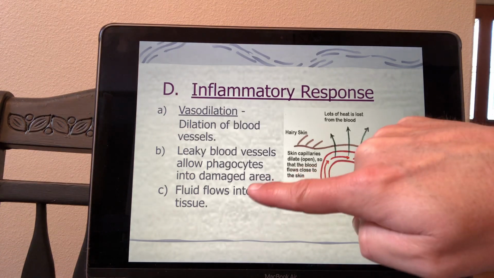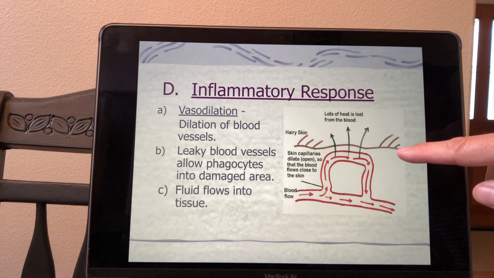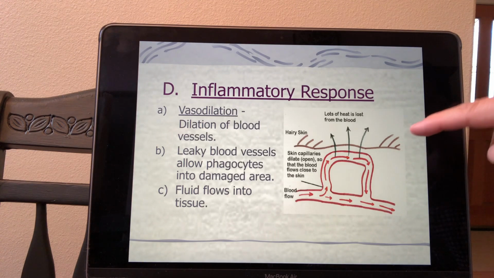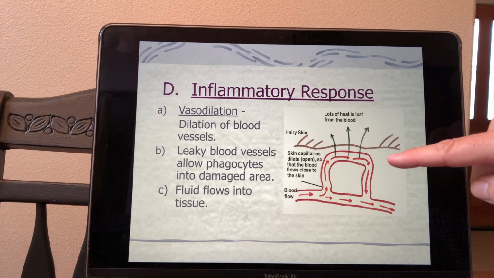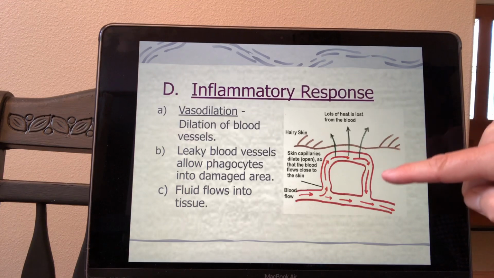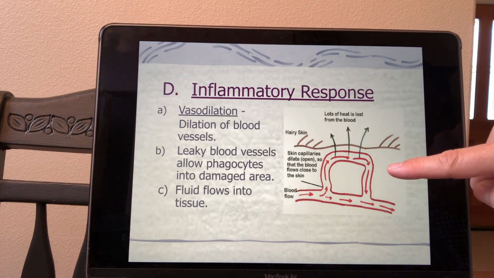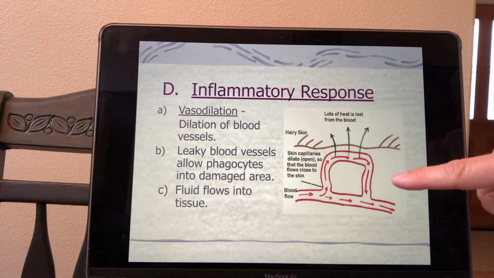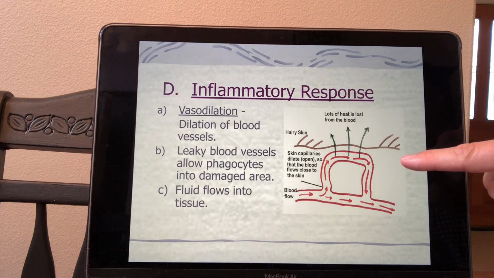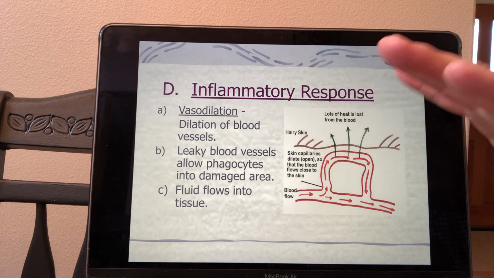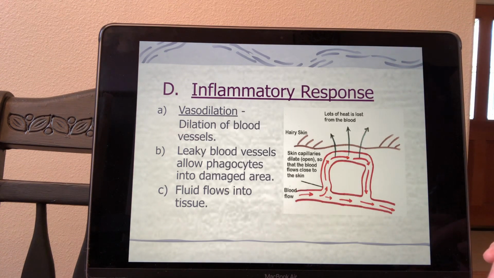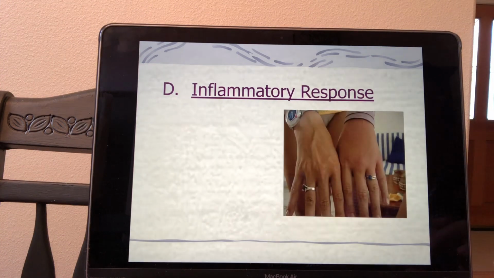Now, fluid flows into the tissue. What this means is all of these cells have been damaged or ruptured by the thing that impaled your toe, and you've got cytoplasm that is flowing in the damaged area all over. So you've got blood from the blood vessel coming into the damaged area. You've got cytoplasm leaking everywhere. And remember, these damaged cells have secreted histamines, which are going to start causing other things to occur as well.